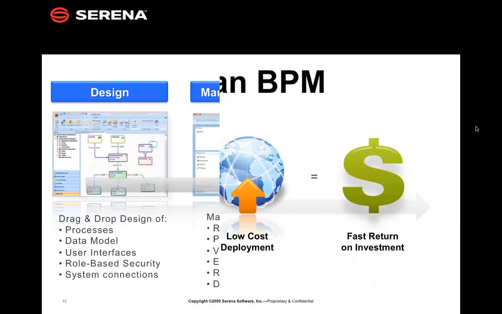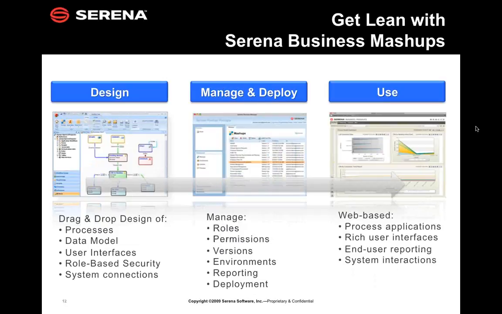So Serena Business Mashups as an application has three main pillars. It's a design environment. It allows you to do a drag and drop or configuration-based tool that allows you to model processes, model your data, build your user interfaces, define your security, and visually connect to other systems via web services. All in a single platform, all in something that looks like Microsoft Office.